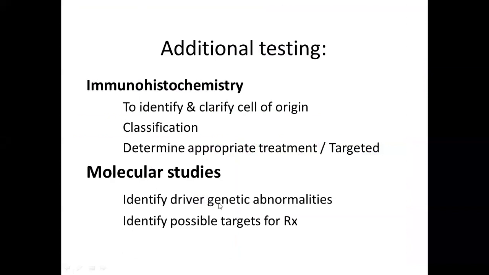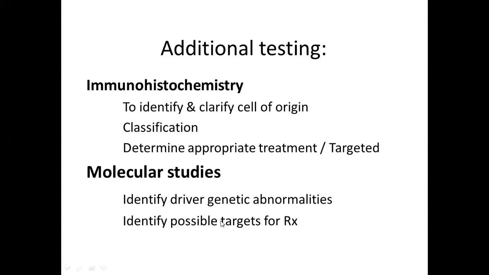Additional testing that sometimes we do based on the need is what we call immunohistochemistry. By definition, immuno is an antigen-antibody immunologic reaction, histo is tissue, while chemistry is a reaction. So we basically use antibodies, and immunohistochemistry helps us to identify and clarify the cell of origin, especially in tumors that are not very clear, and also to classify tumors or malignant neoplasms into the different subsections for better treatment. Sometimes we also use immunohistochemistry to help in tailoring treatment to the individual.